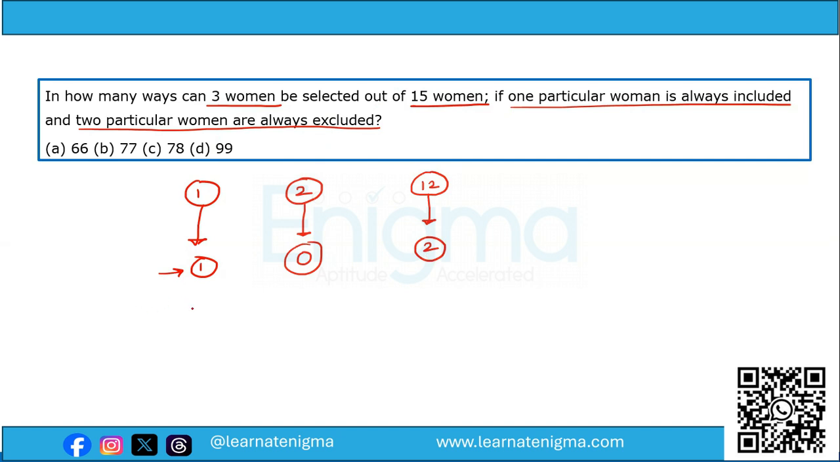So therefore we can write it down as 1C1 into 2C0 into 12C2. So 1C1 is 1, 2C0 is 1, 12C2 becomes 12 into 11 divided by 2, and therefore answer comes as 66. So answer will be option A.